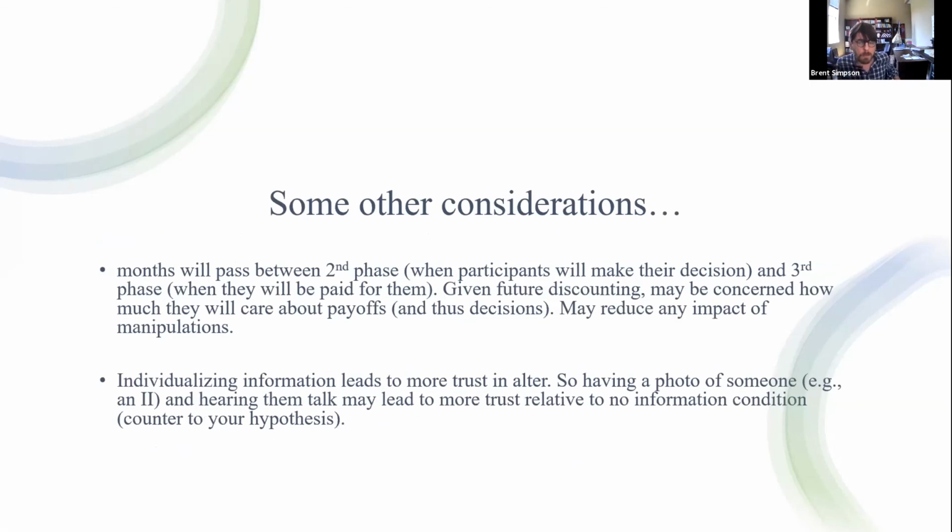Now, a couple of considerations that I would encourage you to think about: if I understand you correctly, months will pass between the second phase, when participants will make their decision, and the third phase, when they will be paid for them. And so given future discounting, we likely should be concerned how much they will care about payoffs, and thus about their decisions, and thus about your manipulations in phase two. So this future discounting may have the effect that it would reduce any impact of your manipulations, because they may be less concerned about payoffs that happen so far in the future.